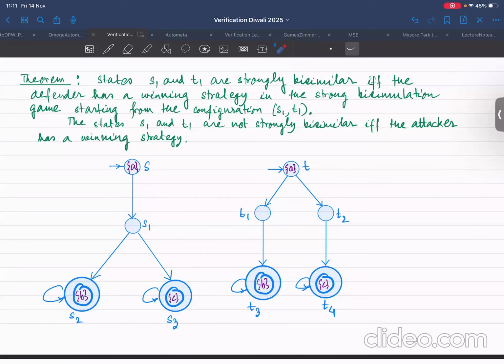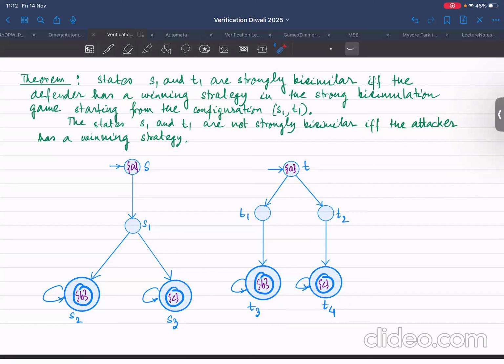So the attacker can first go from S to S1. Okay. Now the defender will choose either T1 or T2. If he chooses T1, then the attacker in the next move will go to S3. Good. And then there's no equivalent state, no equivalent state, right? So it is indeed like you see that the challenger wins here.